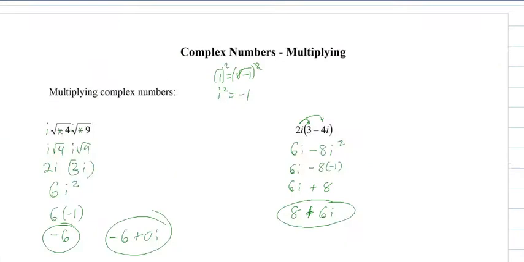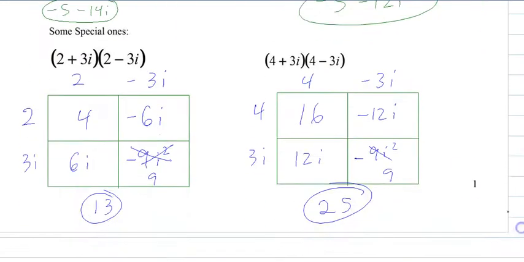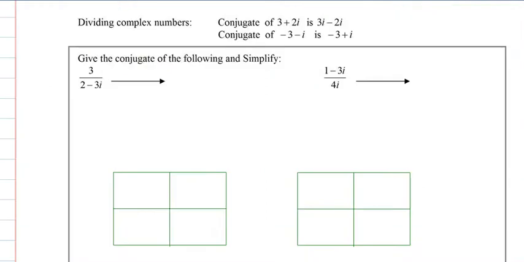Just like with multiplying, we already found that if we multiply by the conjugate, the middle two imaginary parts will get canceled off: 6 minus 6, 12 minus 12, because we're getting the plus and the minus. So the conjugate of 3 plus 2i would be 3 minus 2i. And for negative 3 minus i, it would be negative 3 plus i. So all we're doing is turning the plus into a minus and the minus into a plus.